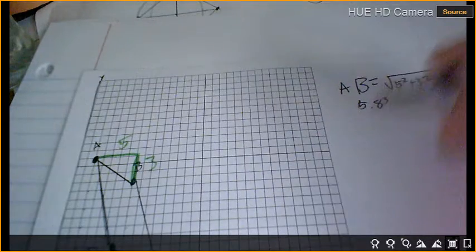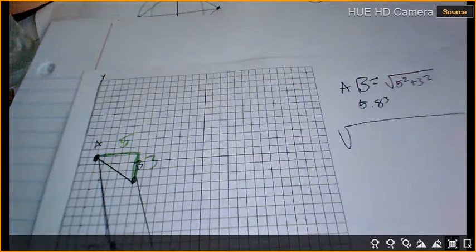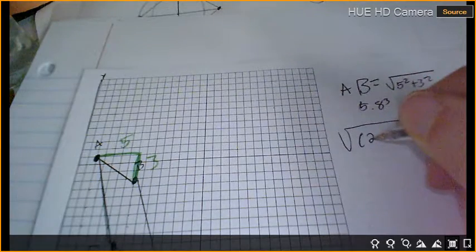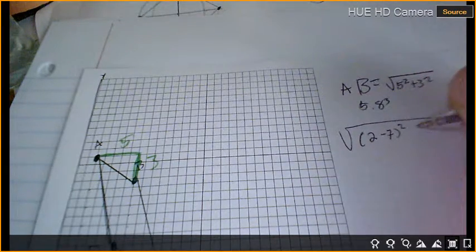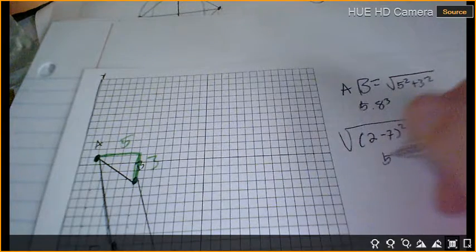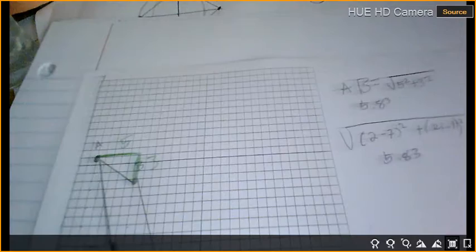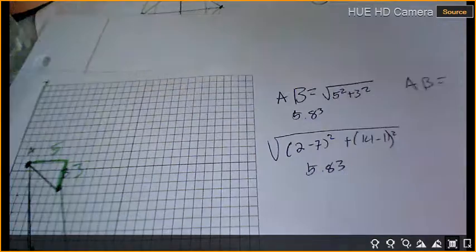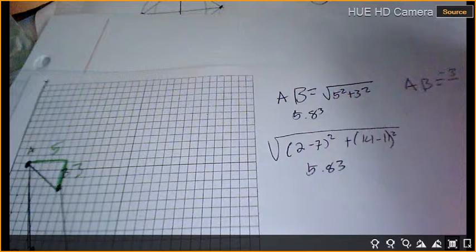And I could have done this way too. I could have said 2 minus 7 squared plus 14 minus 11 squared, and I would have gotten the same answer, 5.83. And then I'm going to find the slope of AB at the same time just because I don't want to move down. This is down 3, to the right 5.